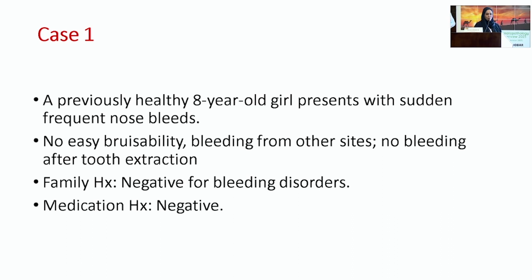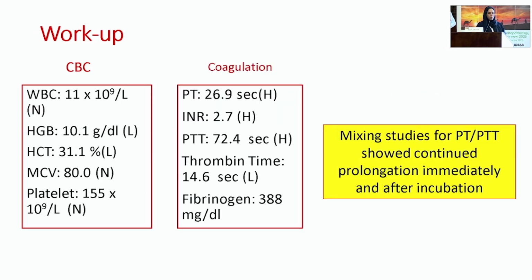A previously healthy 8-year-old girl presents with sudden frequent nosebleeds. She was in Hafr al-Batin and they couldn't even control her nosebleeds. She had a lot of FFP transfused for her, but unfortunately she still continued to have these bleeds. Otherwise, no easy bruisability, bleeding from other sites, no bleeding after tooth extraction. Family history was negative for bleeding disorders, and medication history is negative.